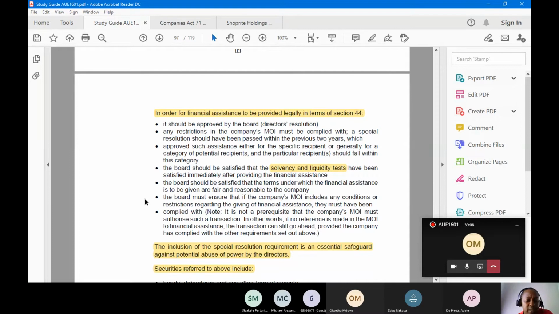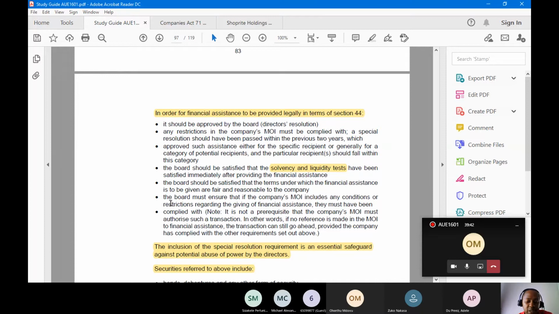So basically what it says there is firstly that the board must ensure that the MOI includes any conditions or restrictions. For example, one of the conditions could be if the director will, let's say, resign from the company within a specific time, then when the director is being paid, or given the package, preference must be made to pay back that loan. That could be a condition.